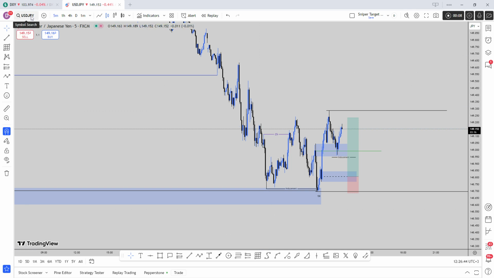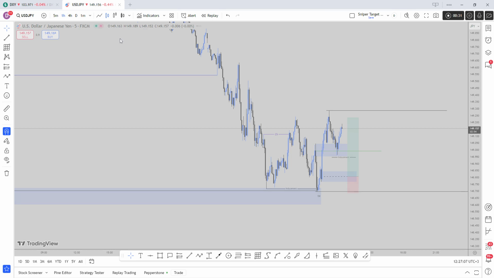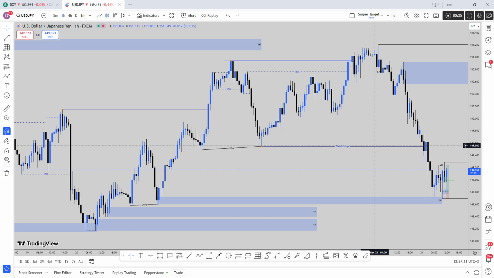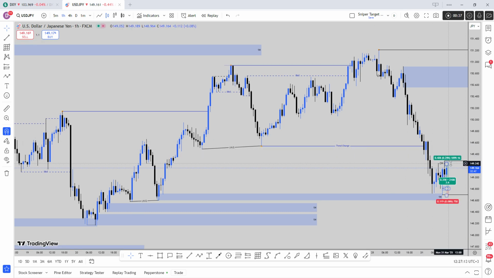This is USDJPY and we are on the 5 minutes chart. So this is the setup. I'm looking to enter the market once we tap into these 5 minutes order block or demand order block. Okay, but it's kind of refined. I've refined it to the 1 minute, but we're gonna get there. So let's just start with the 1 hour as I explain the idea behind that setup.